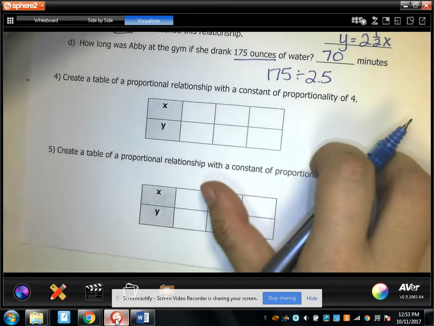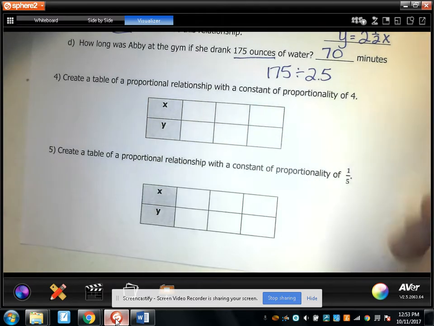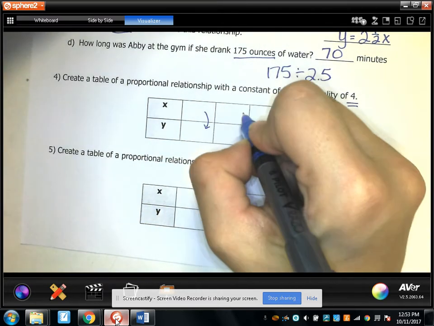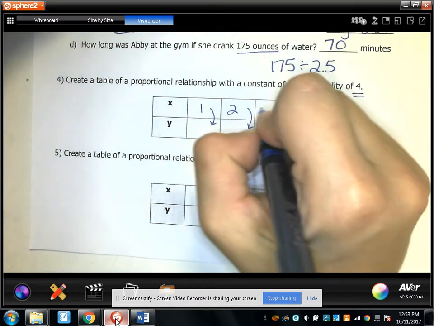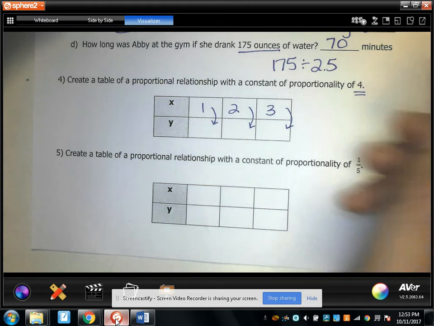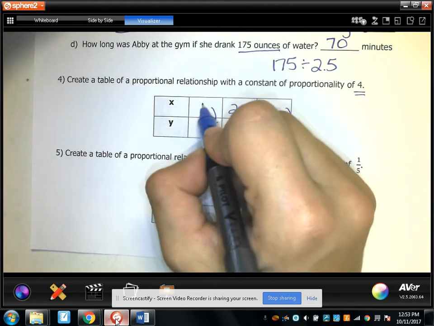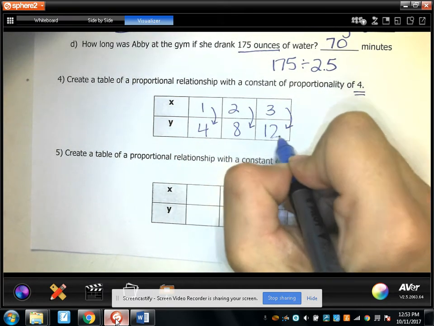All right, just to practice, this says create a table of a proportional relationship with a constant of proportionality of 4, which means every time going from x to y, I'd be multiplying by 4. So I'm going to make up these x values. If the constant of proportionality is 4, then I multiply each one by 4. 1 times 4 is 4. 2 times 4 is 8. 3 times 4 is 12.